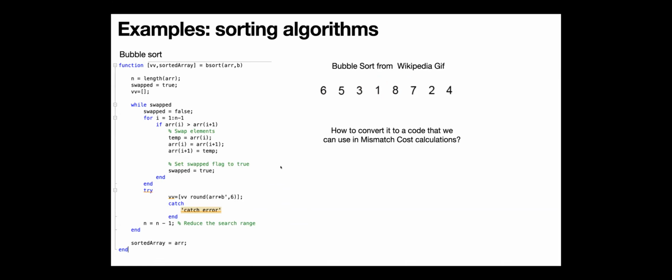But how can we convert sorting algorithms at this level in a way that lets us do mismatch cost calculations? First, because I have exponentially increased the number of states, I need to fix the length of the vector. This is not a necessity in general, but I need to do it in order to calculate the mismatch cost. One restriction you can impose, for instance, is that inputs are only permutations of 1 to n.